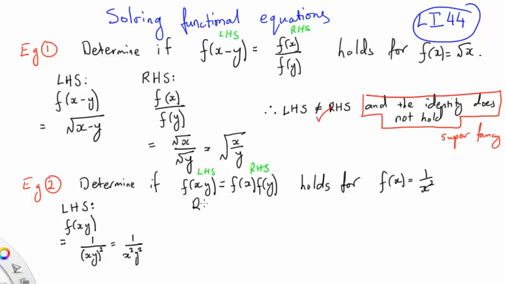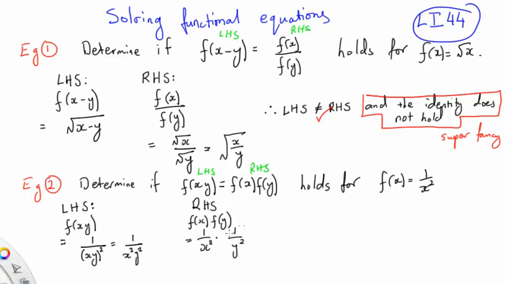Let's check the right-hand side. So we copy out the right-hand side, f of x, f of y, and there's an implied multiplication there. So we're multiplying the two functions. And so f of x is 1 on x squared times f of y is 1 on y squared.